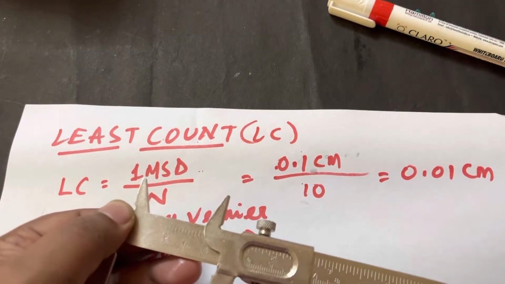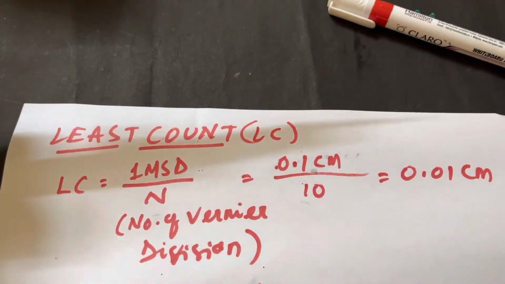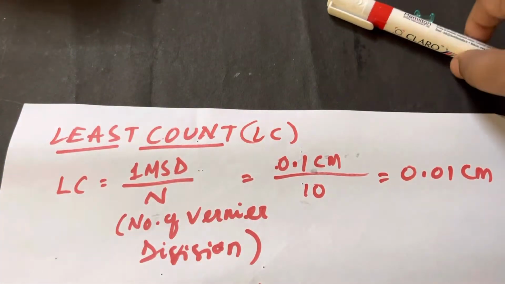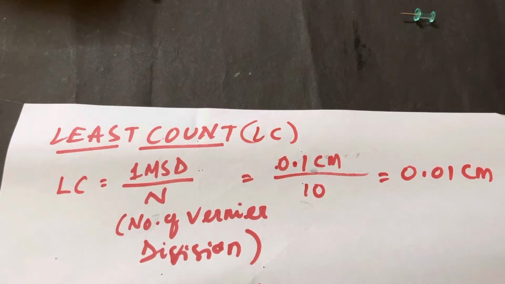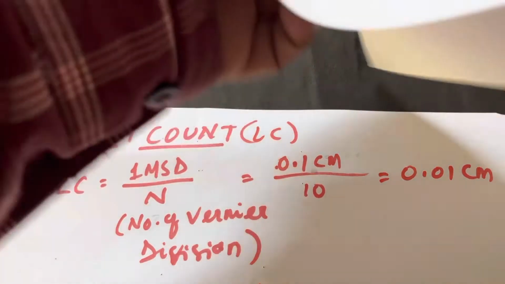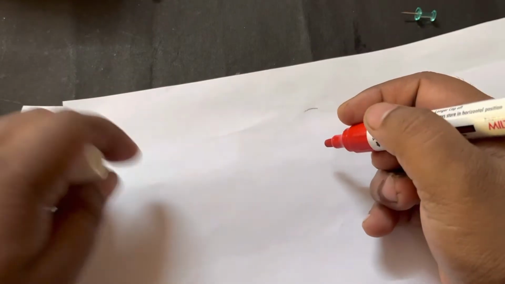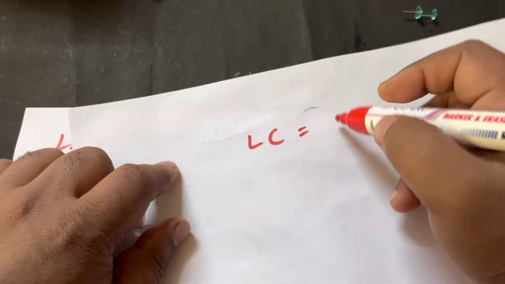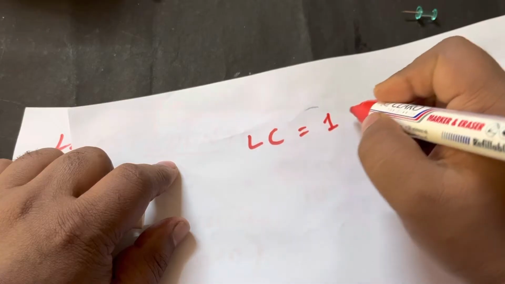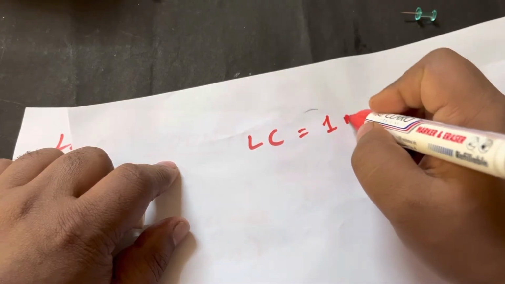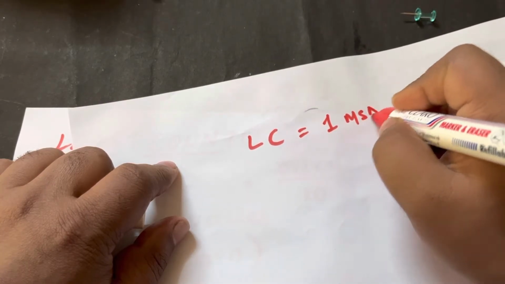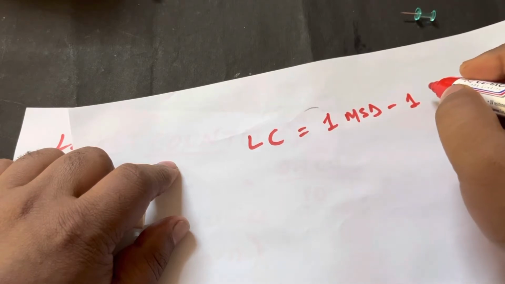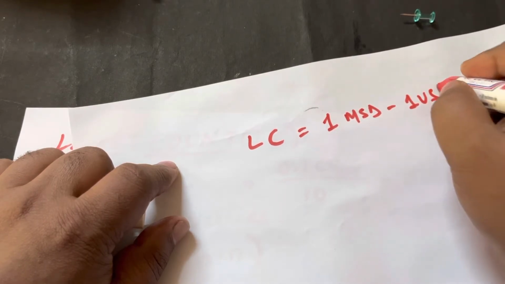There is another method to calculate the least count also. You can proceed in that way too. Let me tell you about the other method of least count calculation. In some books, the least count formula is given as 1 MSD, 1 main scale division, minus 1 VSD, 1 Vernier scale division.